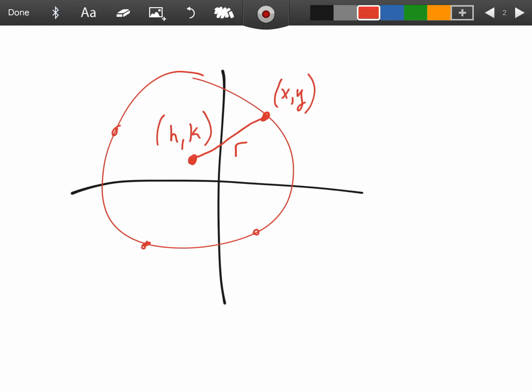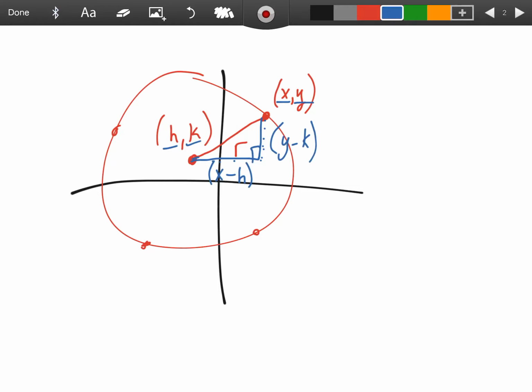All right, and now we are going to use the distance formula to write a true statement. Okay, here's my right triangle. Well, what distance did I travel in the horizontal direction? I'm going from x to h. So this side here is x minus h. What distance did I travel in the vertical direction? Well, I'm going from y down to k. So this distance over here is y minus k.